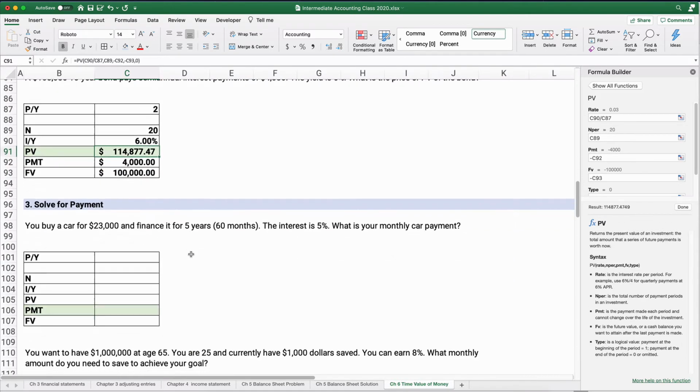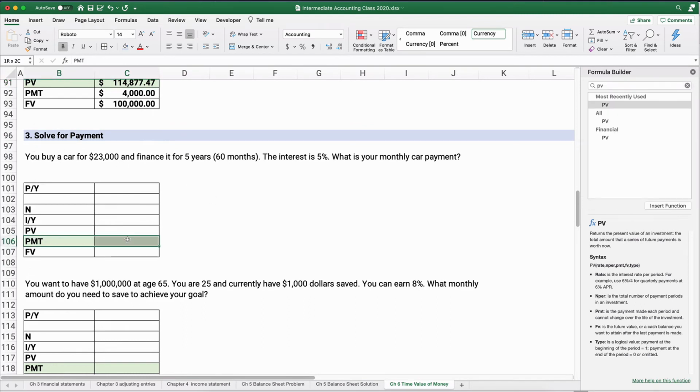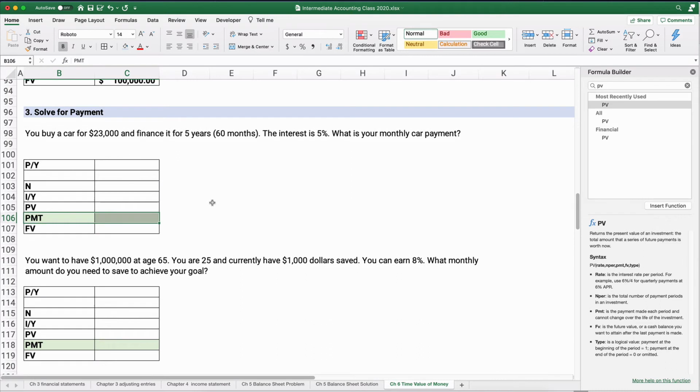All right, the next one, let's solve for payments. So now we're going to solve for the payments. Here's a good example, a car payment. You buy a car for $23,000 and finance it for 5 years or 60 months. The interest is 5% compounded monthly. How do we know? Because we're making monthly payments. And so the question is, what is your monthly car payment?